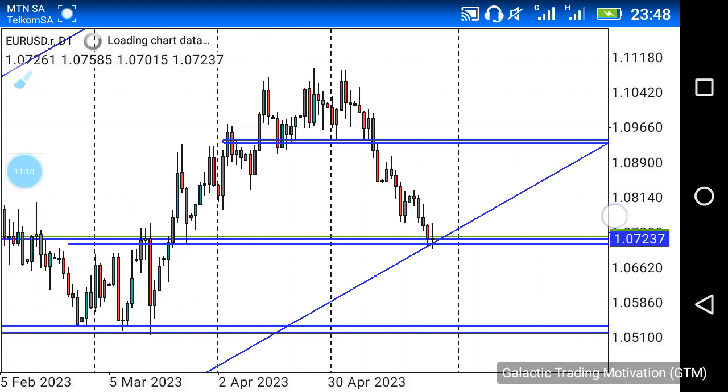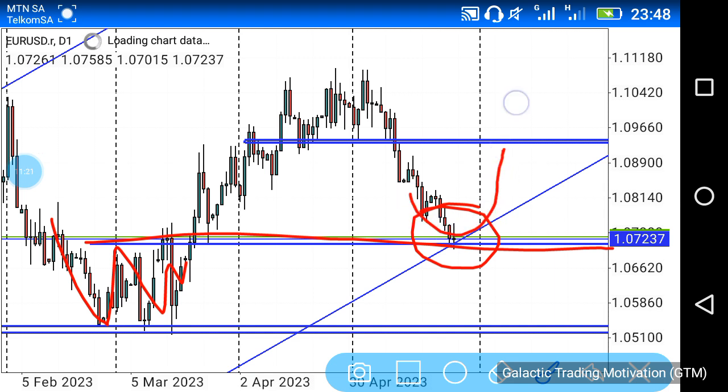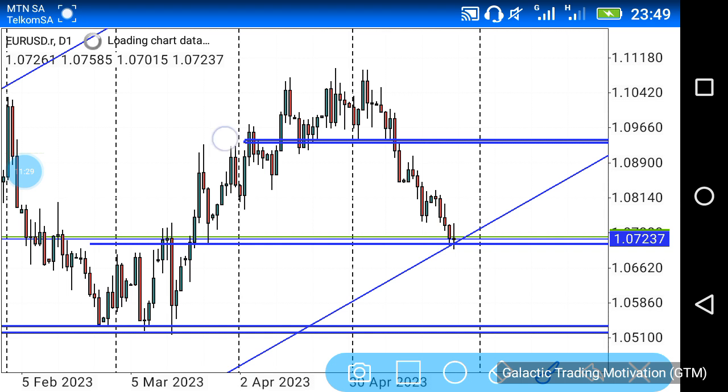What this means is that if we do indeed find any buying opportunities at this point, which is where we have the neckline of this triple bottom, our first take profit should be around this level over here, which is also the neckline of this triple top. And at this point over here, where we have the neckline of the triple top, we may potentially at this point look for further selling opportunities, right?